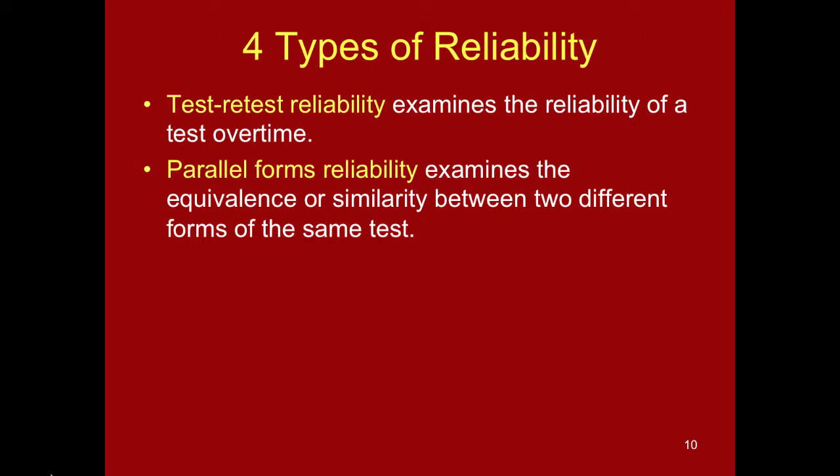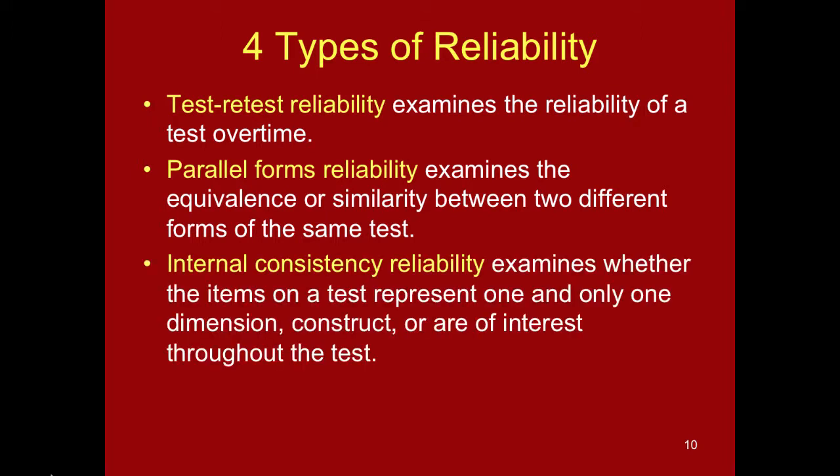For example, there are several different versions of the SAT, but in order to be reliable, the different forms cannot be any more or less difficult than the others. Internal consistency reliability examines whether the items on a test represent one and only one dimension, construct, or area of interest throughout the test. This type of reliability is dissimilar from the previous 2 forms, as it measures whether the items on the test are consistent with one another, as opposed to over time or with another version of the test.